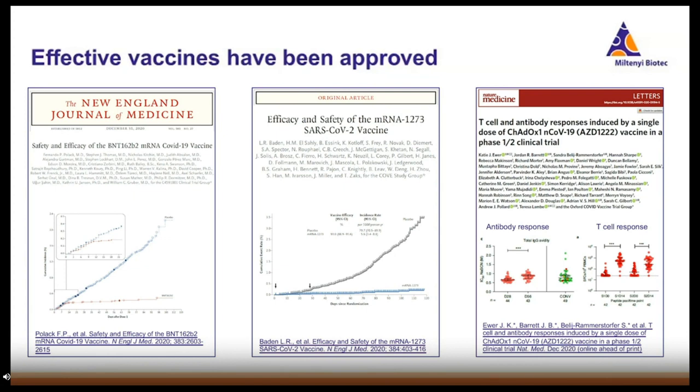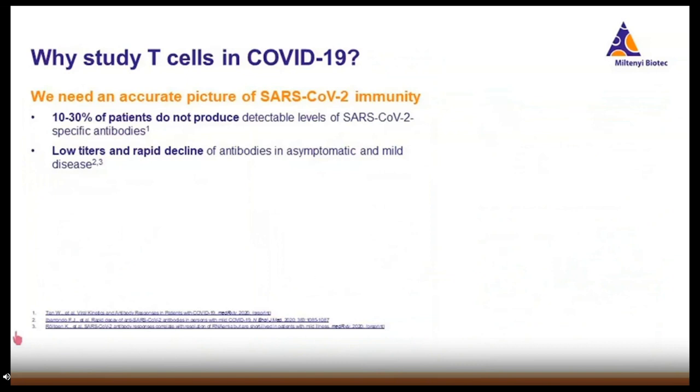So now you might ask, why do we actually need to study T-cells, especially in COVID-19, in more detail? Well, first of all, of course, because we simply need a more accurate picture of SARS-CoV-2 immune responses.